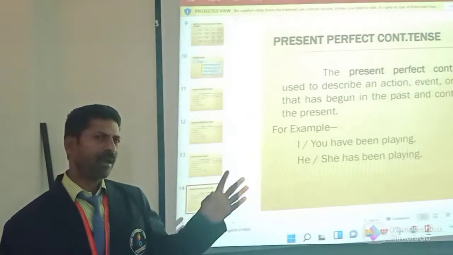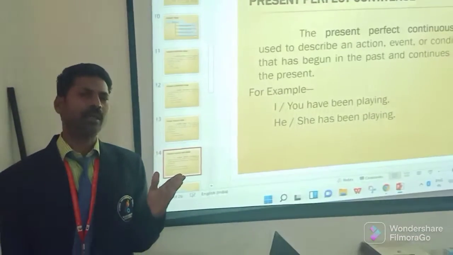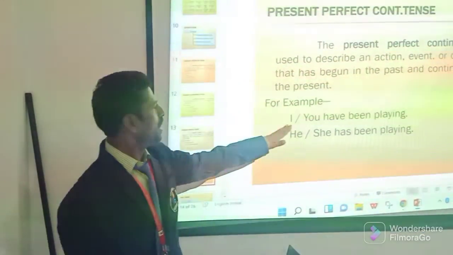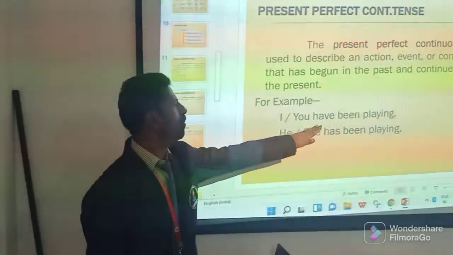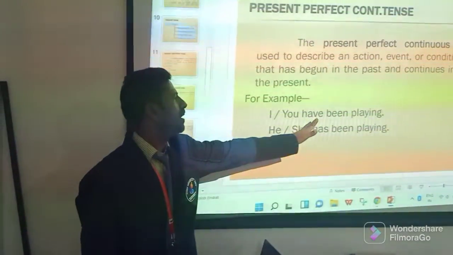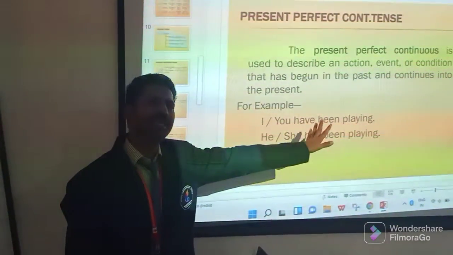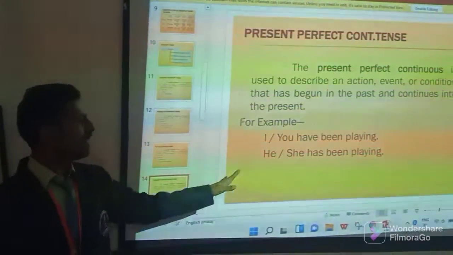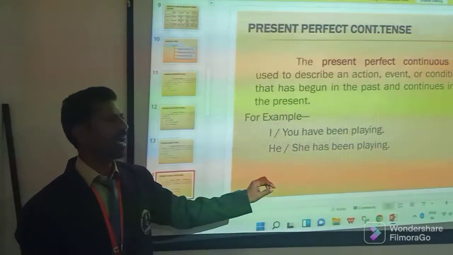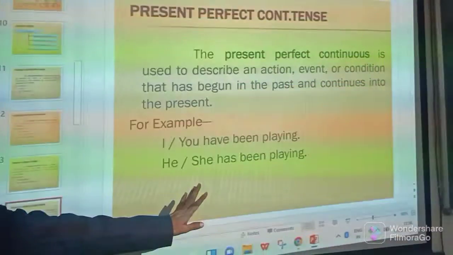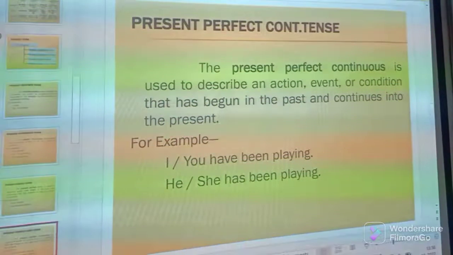Now, as shown in the structure diagram, I or you is the subject, have been is the verb, have plus been, and playing is the V4 form. That's the structure. He or she is the subject, has been is the verb, and playing is the main verb in the V4 form of the verb.